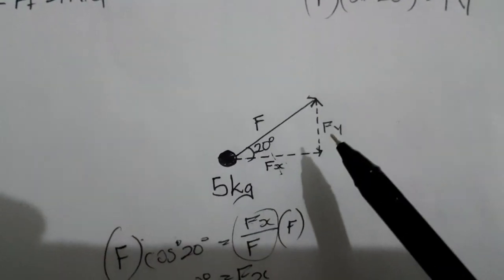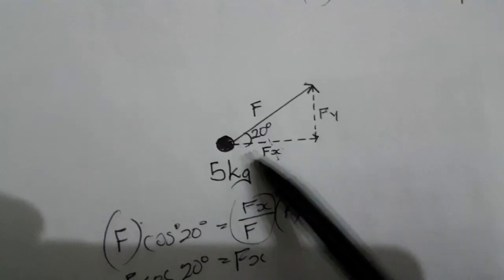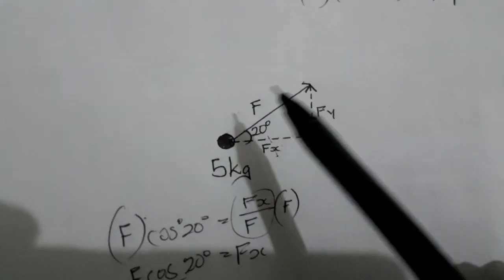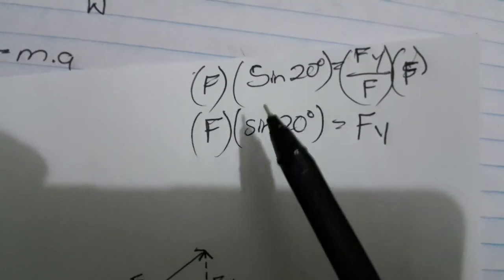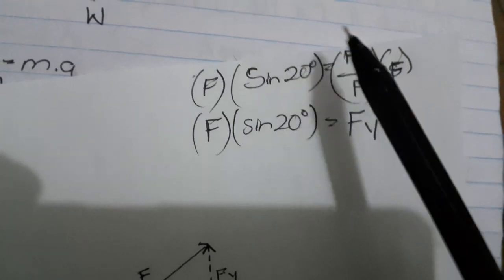And then let's say we're looking for Fy. For Fy, y is our opposite side. So opposite over adjacent. Opposite over adjacent is sine. Sine 20 degrees is equal to Fy over F.